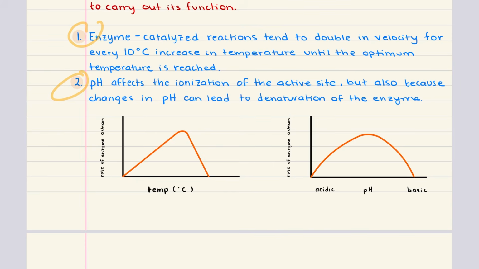So pH can affect enzyme activity in two major ways. One, it can alter the ionization state of amino acids in the active site, and that can disrupt substrate binding. Or more drastically, extreme pH values can cause denaturation, just like high temperature can, and this disrupts ionic bonds and hydrogen bonds within the protein.